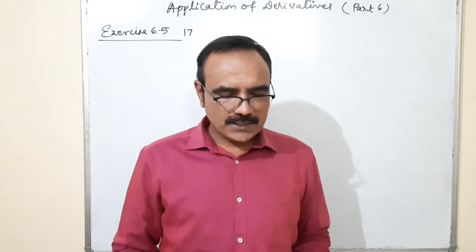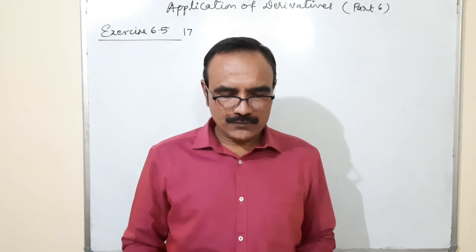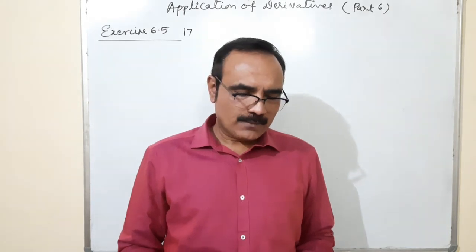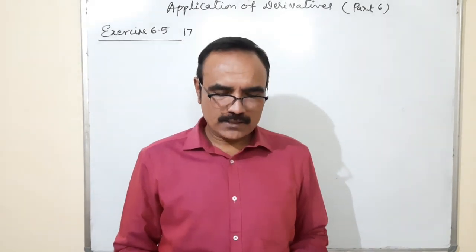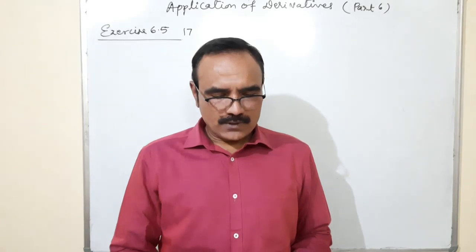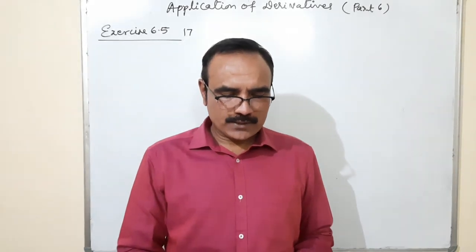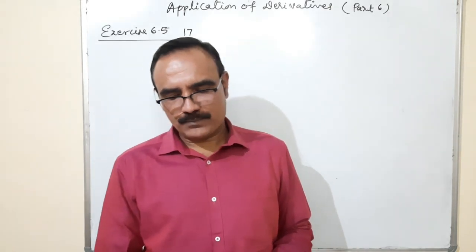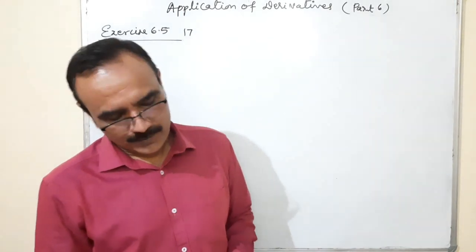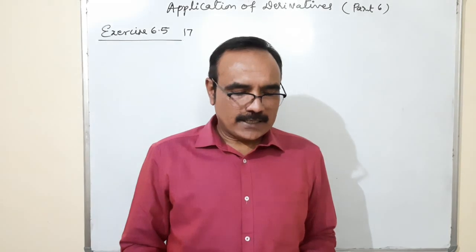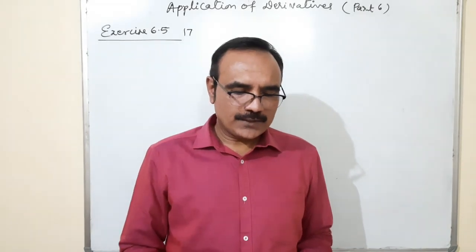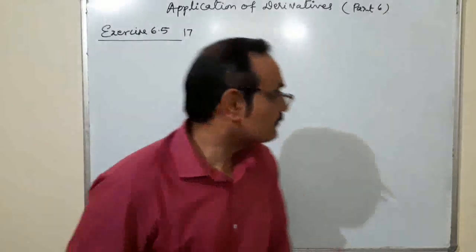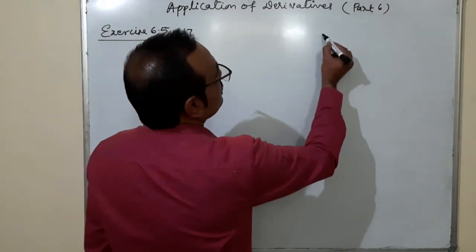A rectangular sheet of tin 45 cm by 24 cm is to be made into a box without top by cutting off squares from each corner and folding up the flaps. What should be the side of the square to be cut off so that the volume of the box is maximum? Okay. Question is clear. A rectangular sheet of tin 45 cm by 24 cm. It's a rectangular sheet.